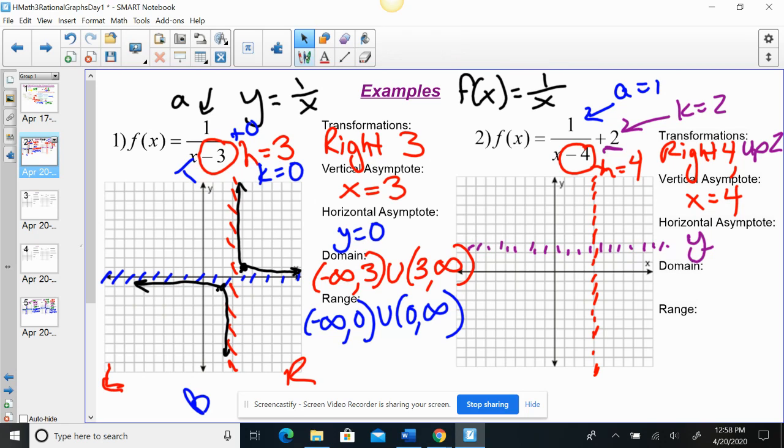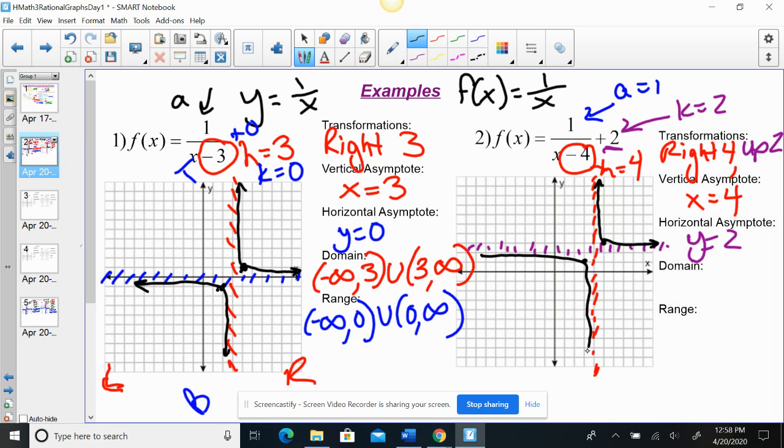Y equals 2. So they're intersecting at 4, 2. So when I graph, I'm just going to go over 1, up 1. Sometimes they call that an anchor point, and then I want to approach both my asymptotes, left 1, down 1, and same thing. Kind of get really close to the asymptotes, just never cross them.